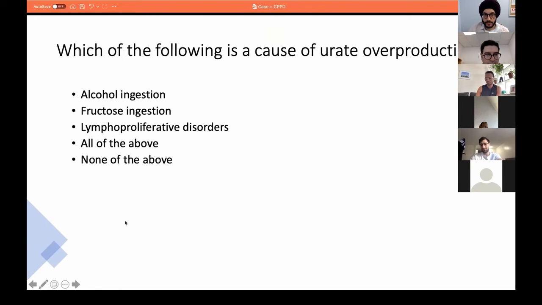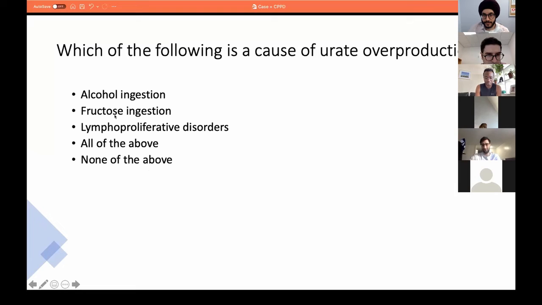And then which of the following is the cause of urate overproduction? I didn't put letters here, but just what do you guys think? All of them. I'd say all of the above. Okay. Yes. So all the above.